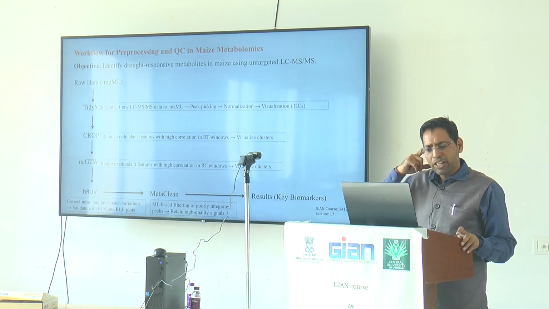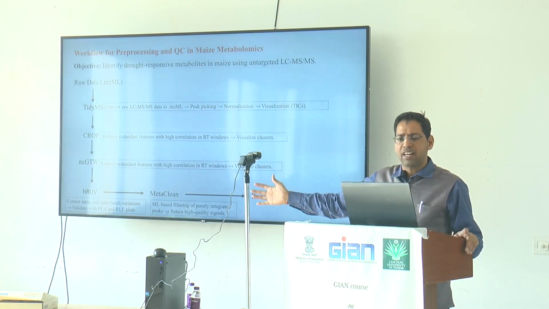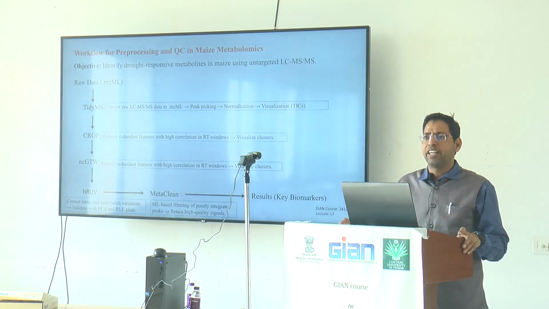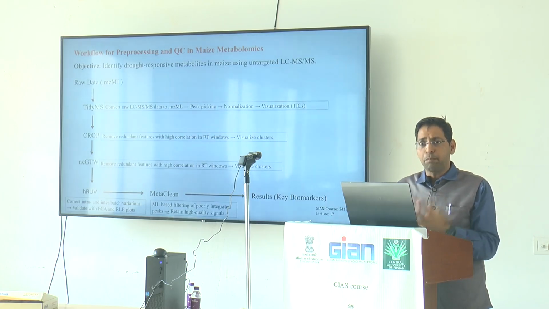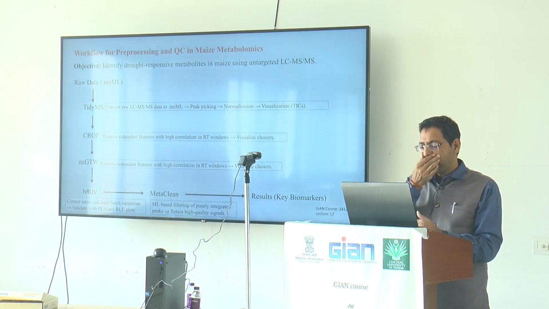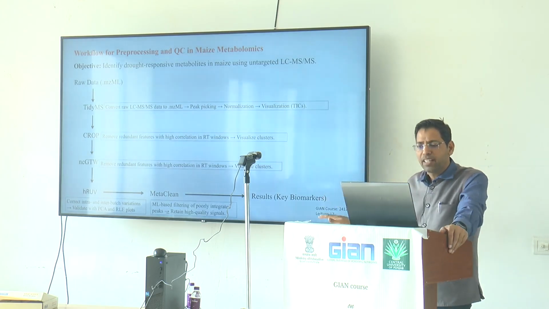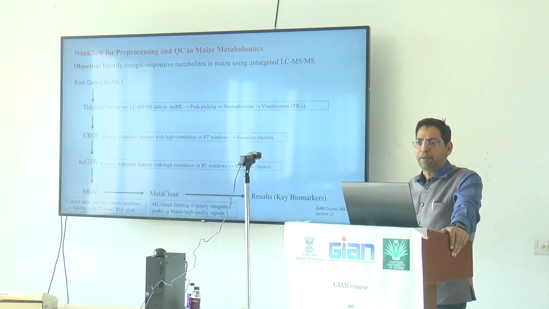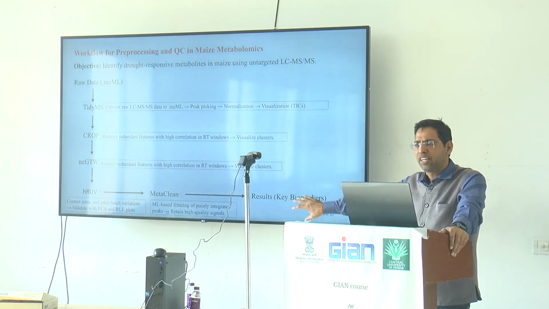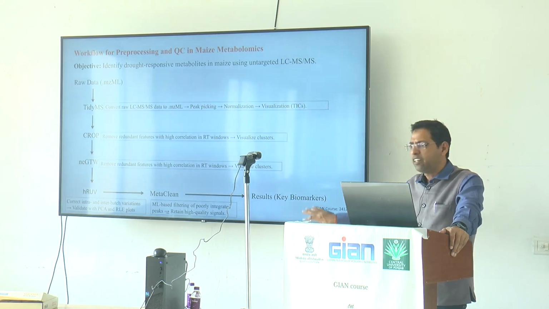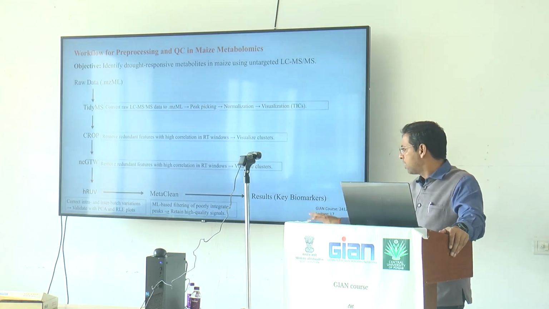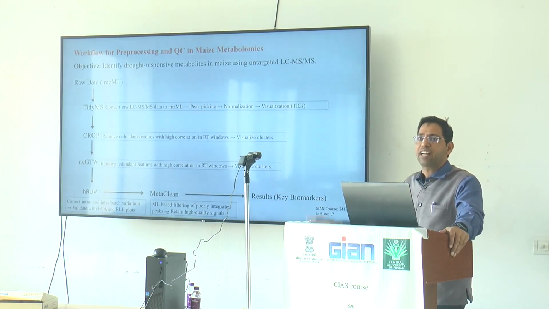So HNRU gives the better correlation between the inter- and intra-batch variation. It can be validated by the PCA basically. And MetaClean can do the machine learning filtering of the poor, ignored, integrated peaks, and we retain the high quality peaks. So finally you can identify the key biomarkers, which is our objective basically.